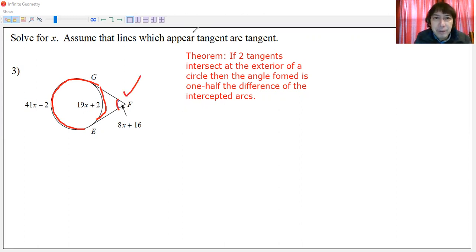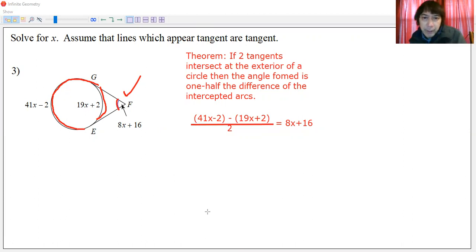Let us write our working equation. This will be the bigger arc, 41x minus 2. That's the bigger arc. Minus the smaller, that's 19x plus 2. And then this will be divided by 2. One half of the difference must be equal to the angle, which is 8x plus 16. So this is 8x plus 16 there. We shall just put the divide at the left side. This will be a divide like that.